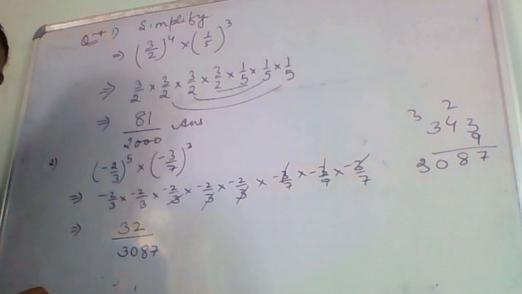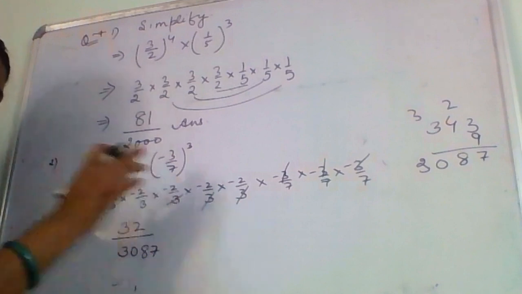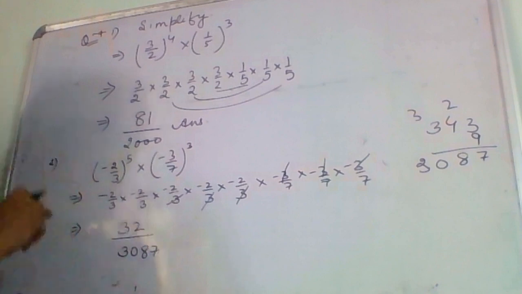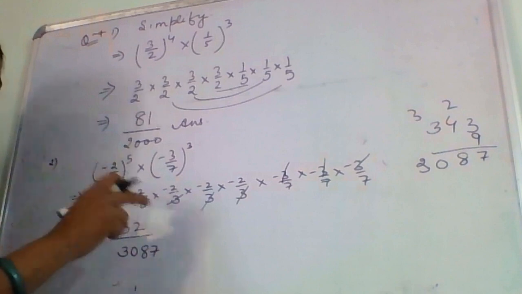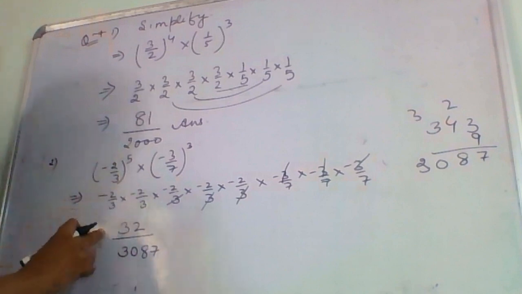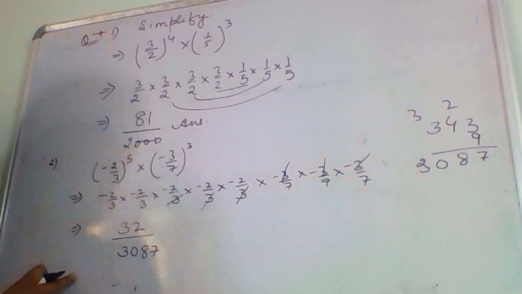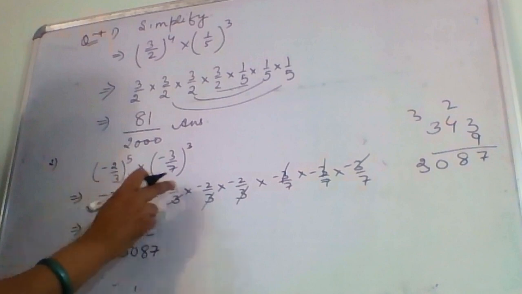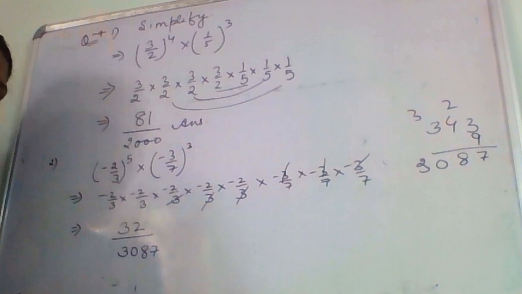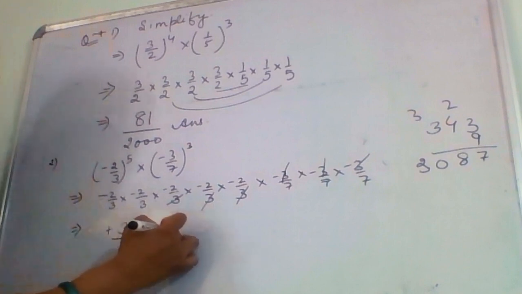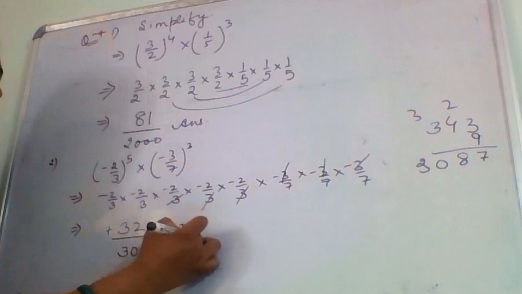Is this the complete answer? No, it is not the complete answer. I have left the sign part. We have to check: first you count whether the negatives are even or odd. If the number of negatives is even, there is a positive sign. If the number of negatives is odd, it will be a negative sign. So 1 2 3 4 5 6 7 8. Because the number of negative terms is 8, that is an even number, so we are having a plus sign. So the answer is 32 by 3087.